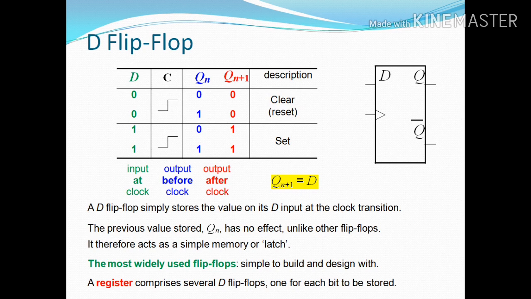So, here we have to say that a D flip-flop simply stores the value of the D input at the clock transition. The previous value stored in Qn has no effect, unlike other flip-flops. The most widely used flip-flop is the D flip-flop. A register is also developed by using this D flip-flop.